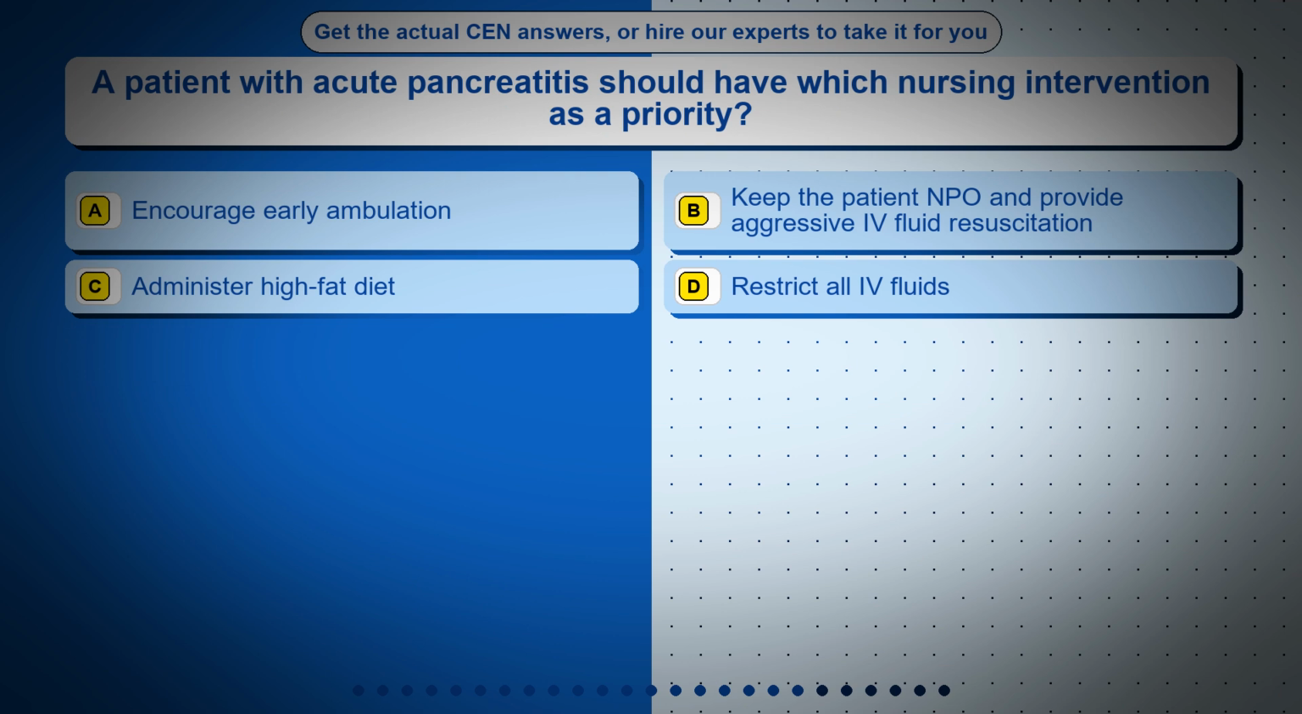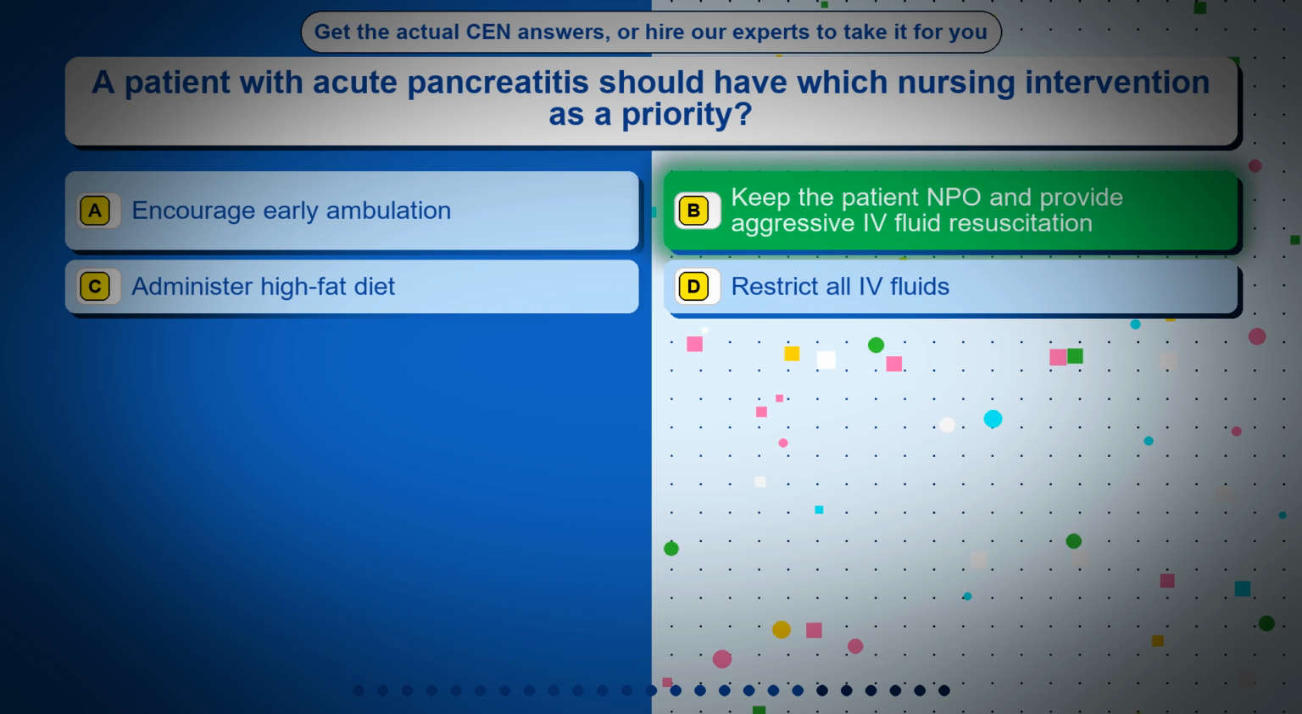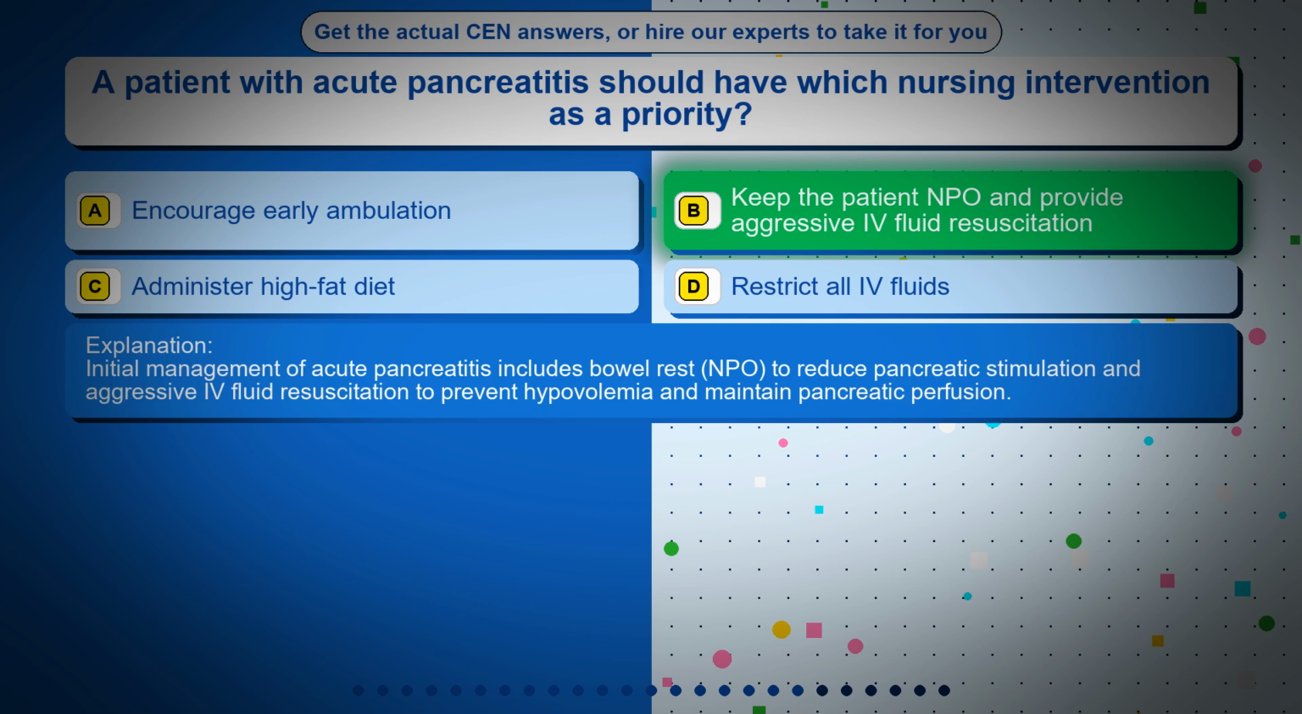Question 19. A patient with acute pancreatitis should have which nursing intervention as a priority? Option A, encourage early ambulation. Option B, keep the patient NPO and provide aggressive IV fluid resuscitation. Option C, administer high-fat diet. Option D, restrict all IV fluids. The correct answer is option B. Initial management of acute pancreatitis includes bowel rest, NPO, to reduce pancreatic stimulation and aggressive IV fluid resuscitation to prevent hypovolemia and maintain pancreatic perfusion.